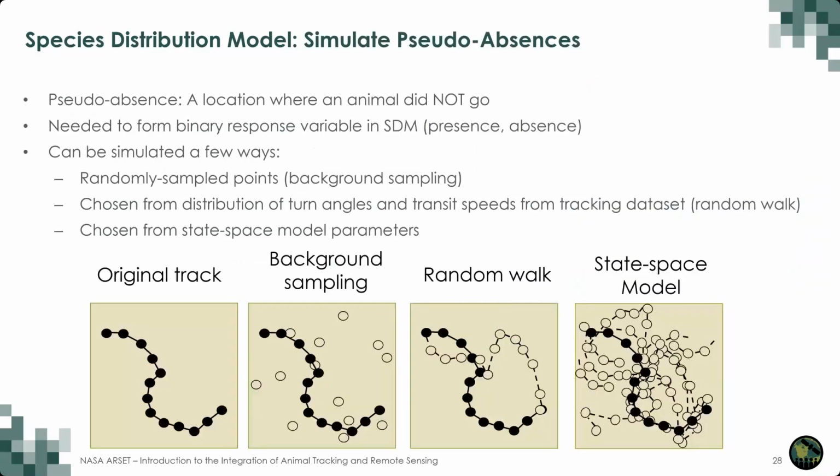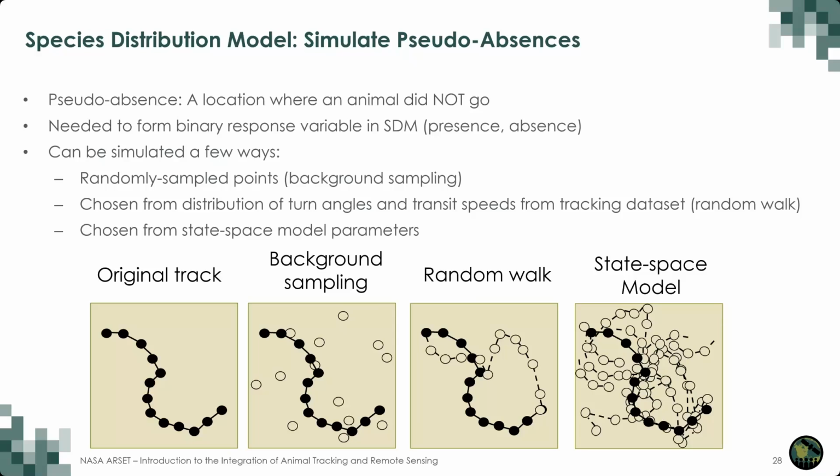And so to simulate the pseudo absences, again, these are the points where the animal didn't go, and you can simulate them in a few different ways. So on the bottom, we have the original track. This is just an example, and the far left shows a handful of points where an animal could have traveled from our tracking data. One way to generate pseudo absences is to just conduct background sampling. And so that's actually what we're going to do in the demo today. And so this just randomly samples points within that whole grid.